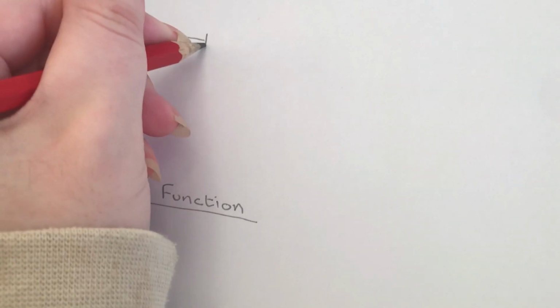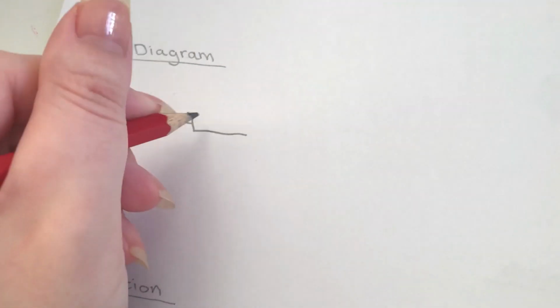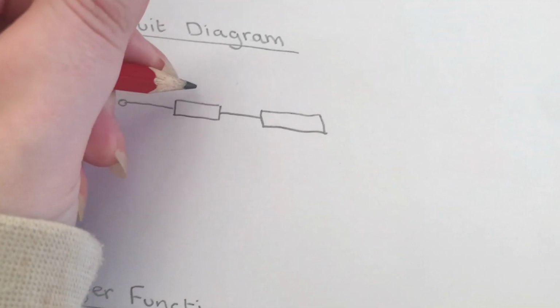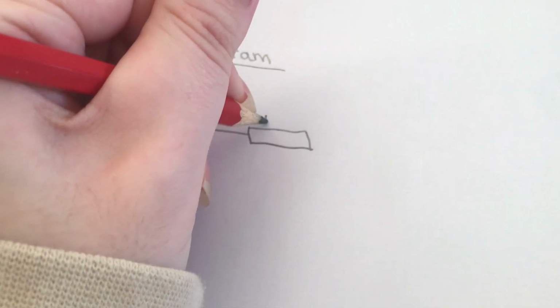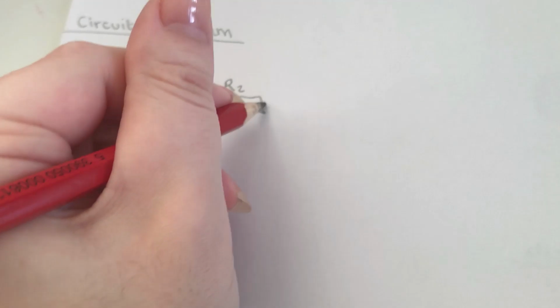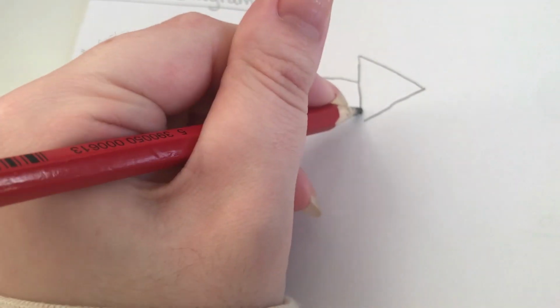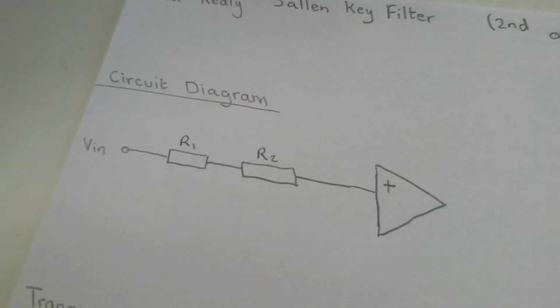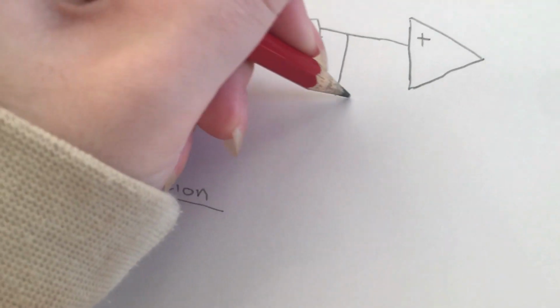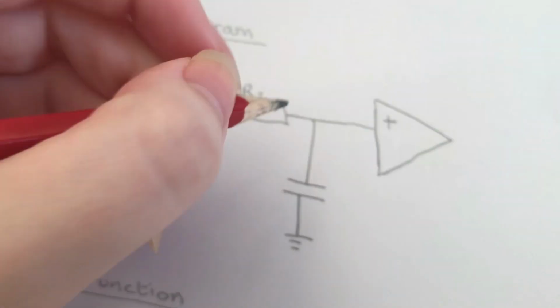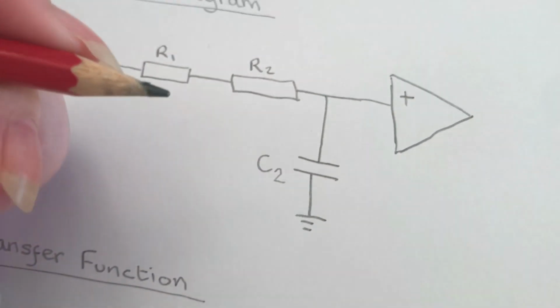We have the input, which goes into two resistors. This goes into the op amp's non-inverting input. Then we have a capacitor that comes across down here, and that goes straight to ground. So that's our second capacitor.